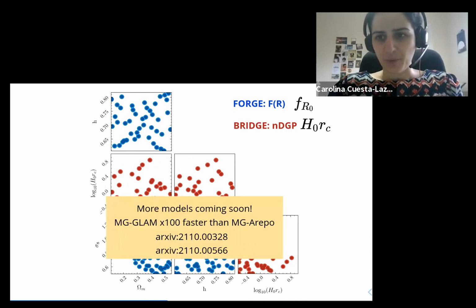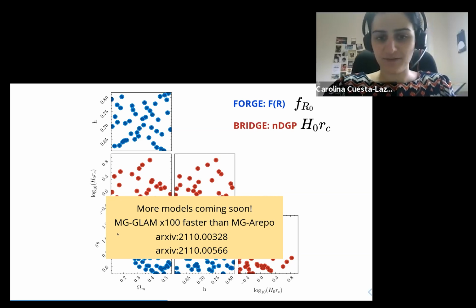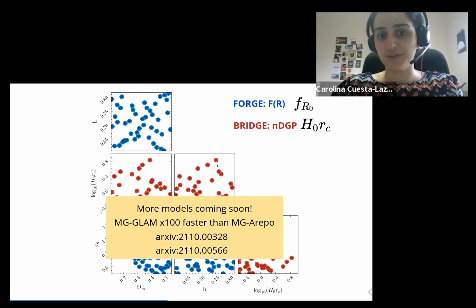But we're working on more soon. So this is particularly enabled by faster n-body codes. These are the development of MGLAM. So this is an n-body code that is 100 times faster than MG-AREPO. MG-AREPO was used to run these BRIDGE and FORGE simulations.